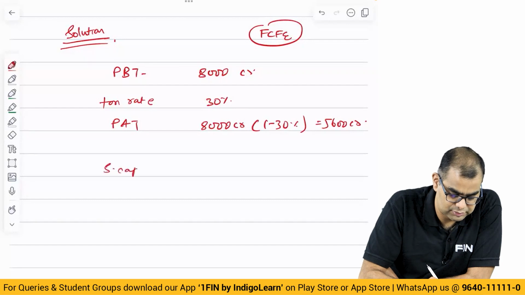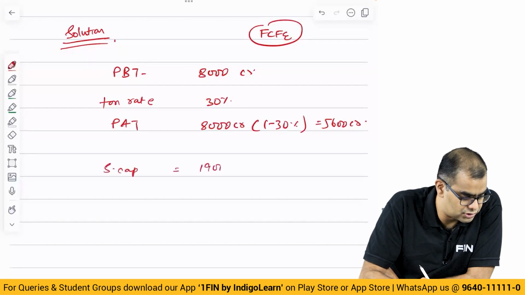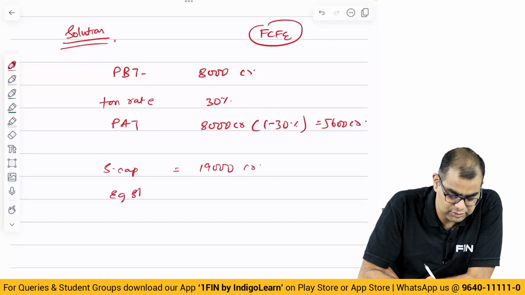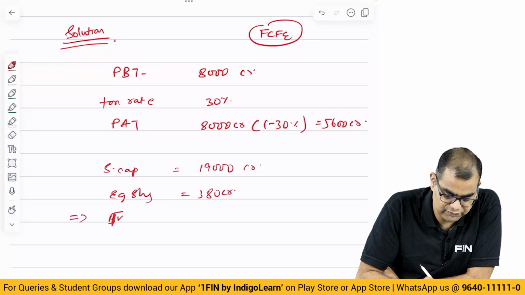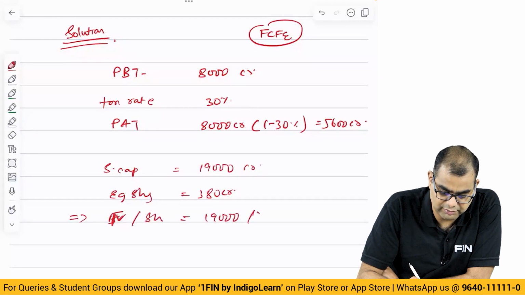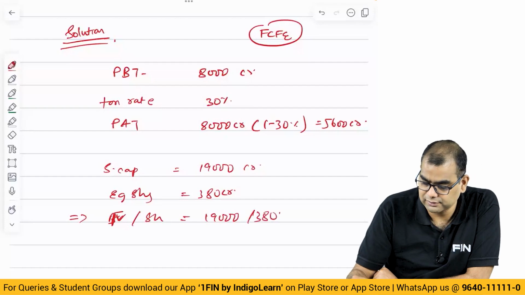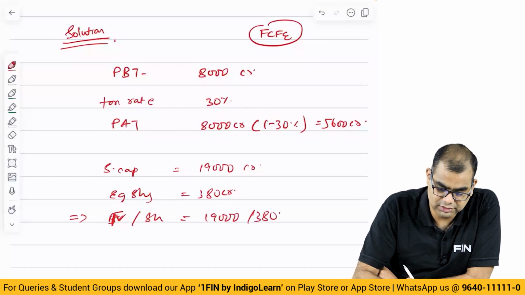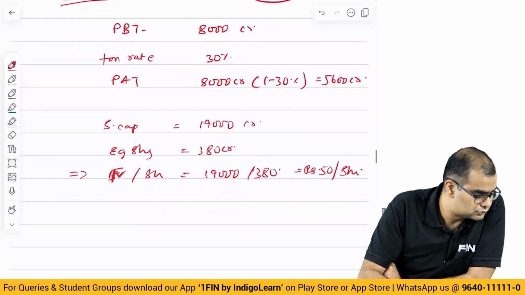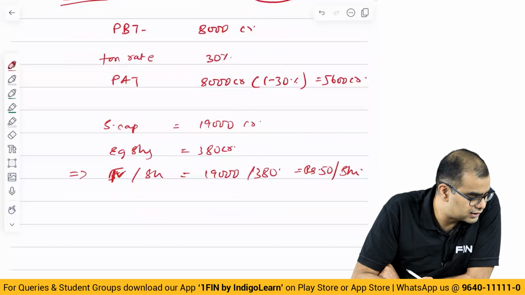Share capital is equal to 19,000 crores. Equity shares is equal to 380 crores. This implies face value per share is equal to 19,000 divided by 380, rupees 50 per share. Then growth rate is there, risk-free rate is there, beta is given, market risk premium.